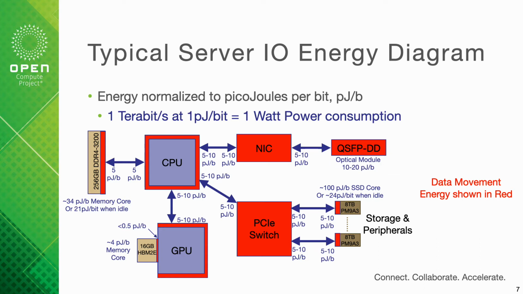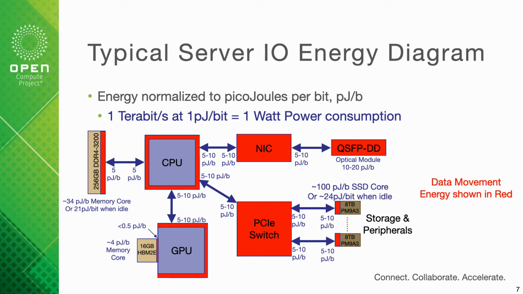Optical modules, they're typically in the 10 to 20 picojoule per bit. So obviously it still makes sense to stay in the electrical domain until you exceed that by adding repeaters, etc. So this is just where we're at today.